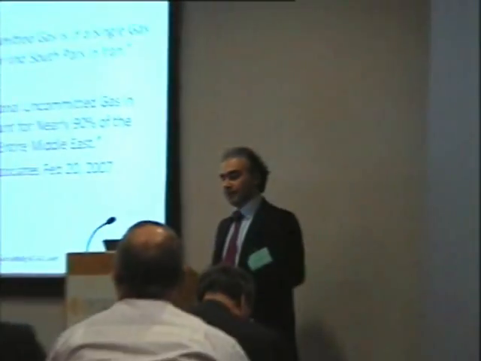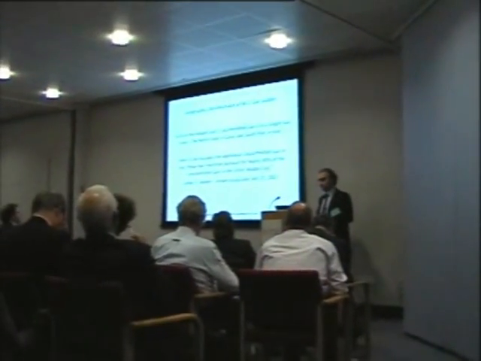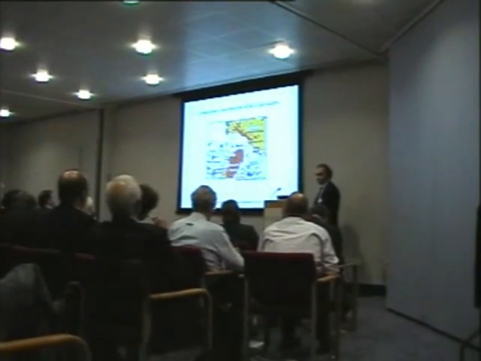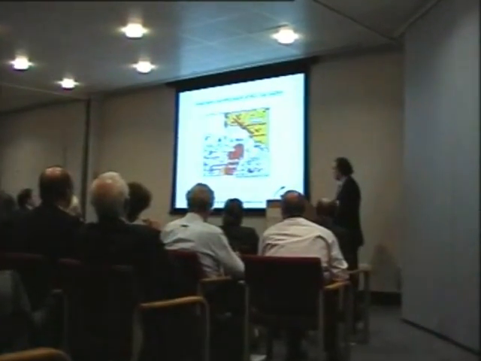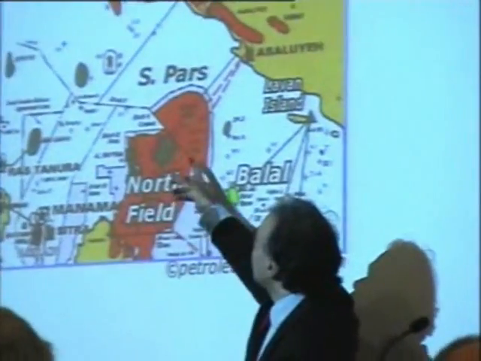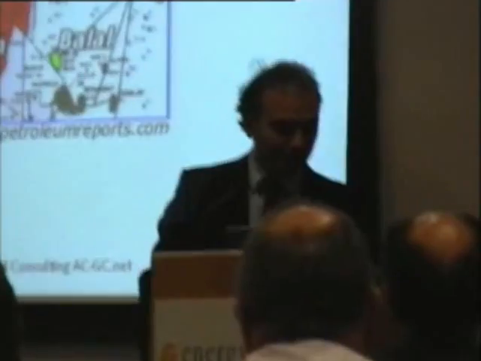In terms of the Middle East, again, we have extreme geographic concentration in terms of the North and South Pass fields. And you can see that these two blobs are right here, the North Field and South Pass.